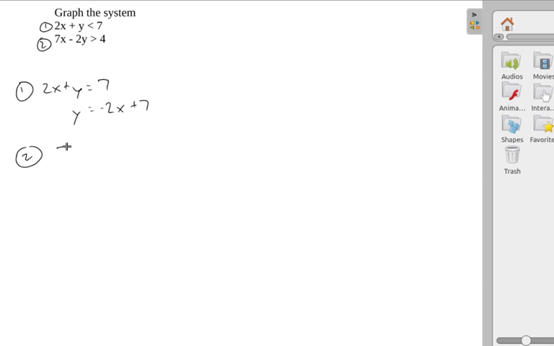For my second inequality, which is 7x minus 2y is equal to 4, this one has a little bit more involved. I need to subtract the 7x from both sides first, giving me negative 2y equals negative 7x plus 4, and then divide both sides by negative 2. So remember, when you're dividing both sides by negative 2, you divide each of the individual terms by negative 2, not just one or the other. So we get y equals, here I'm taking a negative 7 divided by negative 2, that's a positive 7/2. And 4 divided by negative 2 is a negative 2.